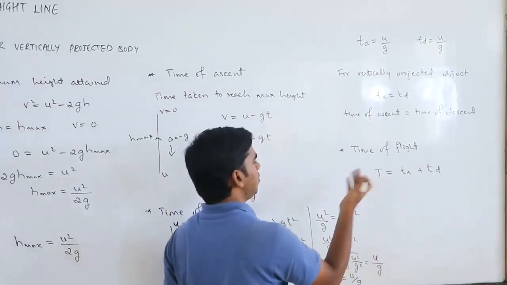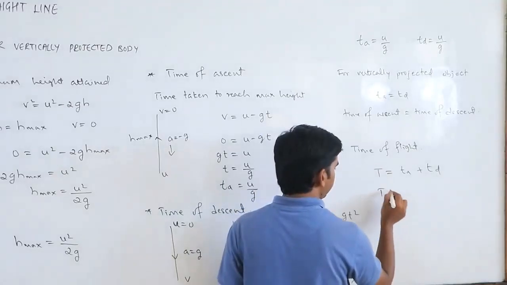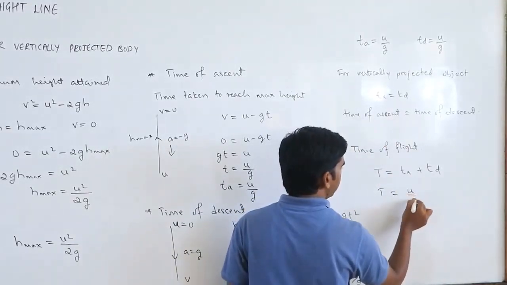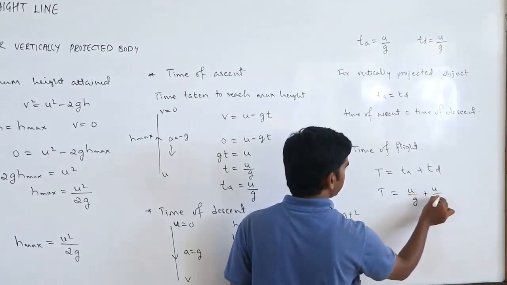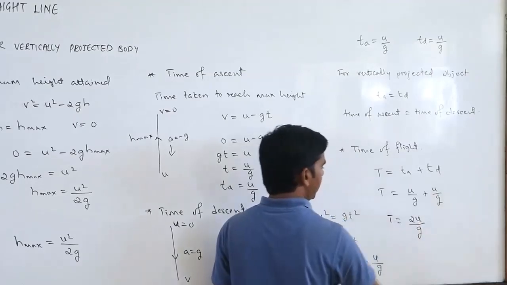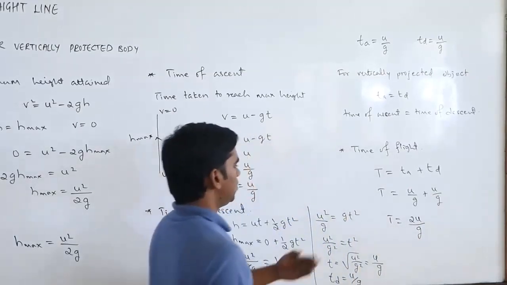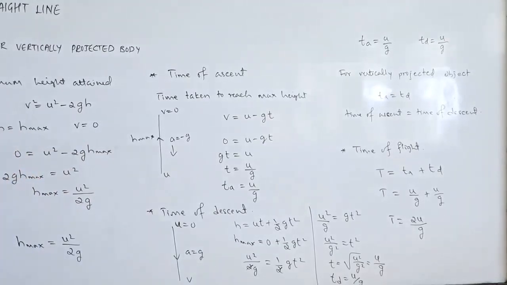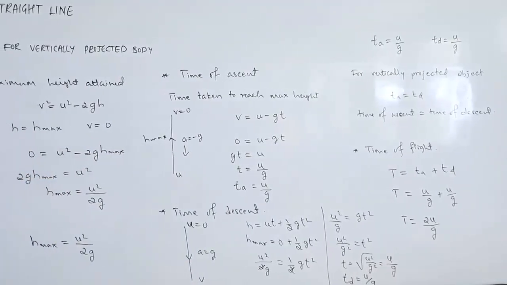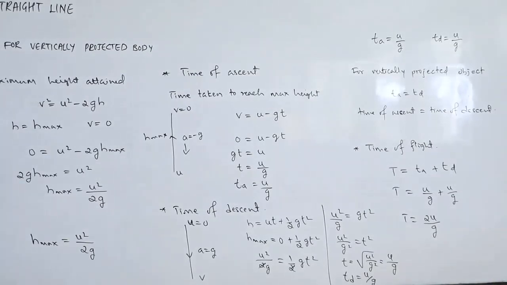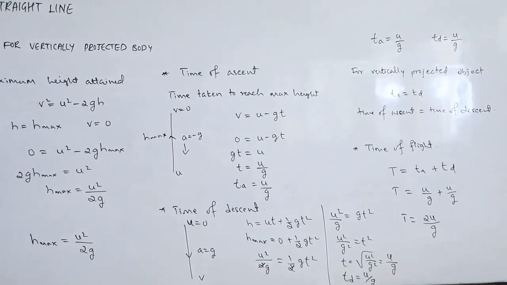As we know they are equal, so t equals, time of ascent is u by g, and time of descent is also u by g. So total time is 2u divided by g. So this is the total time taken by an object when you project it vertically. It will take this much time to come down, that is 2u by g.